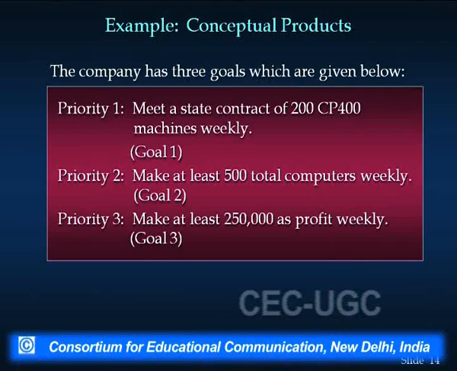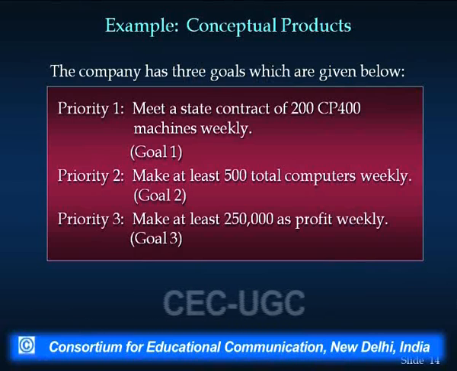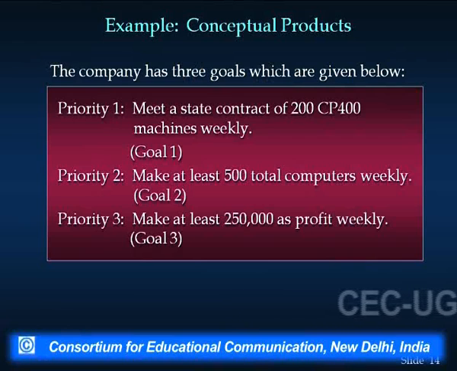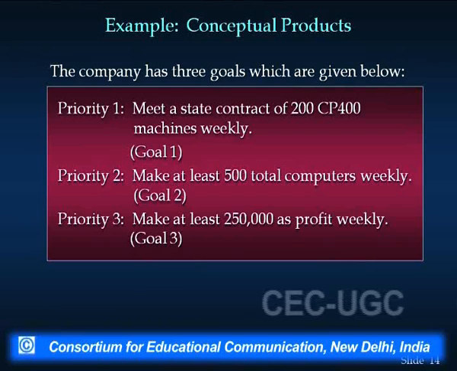Now, this problem gives us three priorities which are to be achieved, which are to be fulfilled. The company has three goals which are given below. The first goal, first priority, meet a state contract of 200 CP400 machines weekly. This is goal number one. There is a requirement of 200 units of CP400 computer, and this requirement has come from the state. This is priority number one, which is to be met by all means.